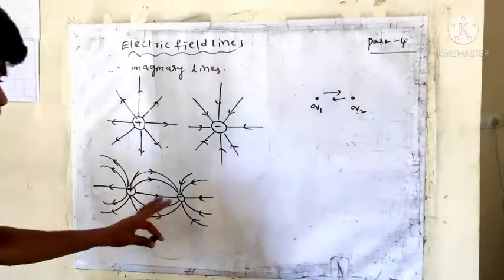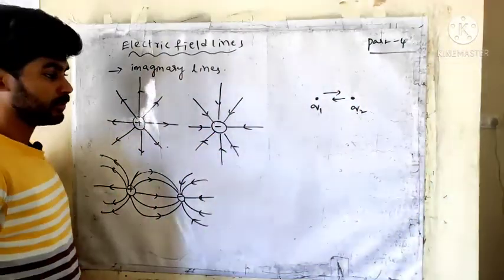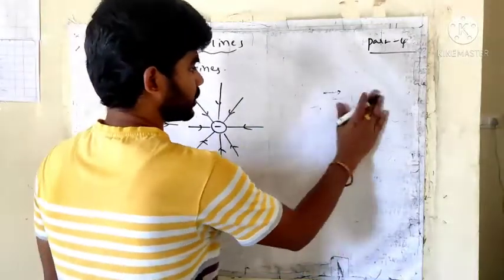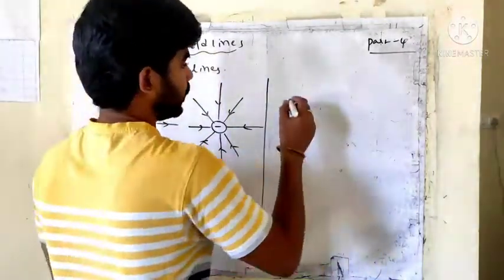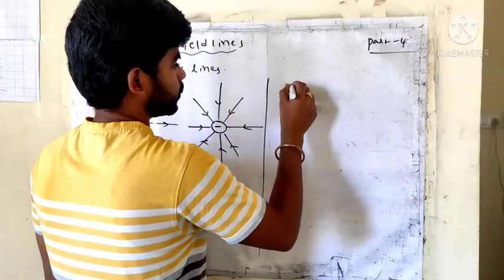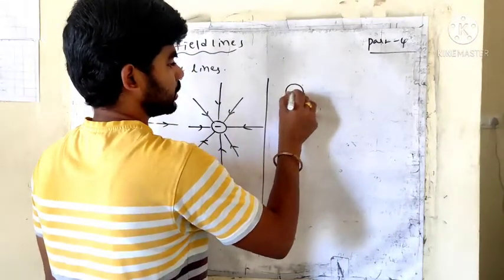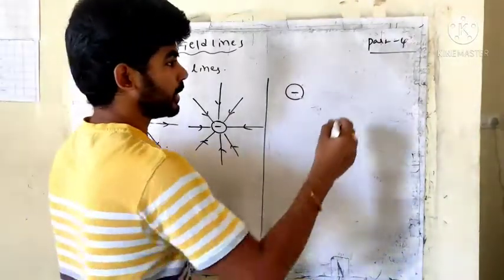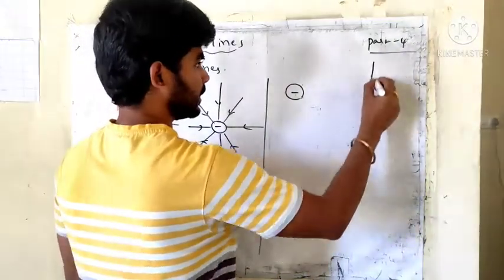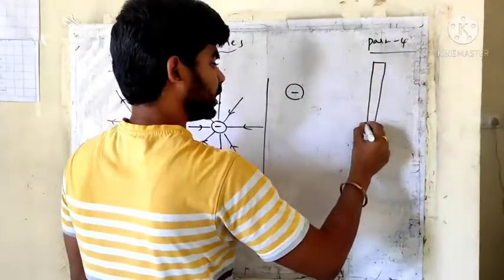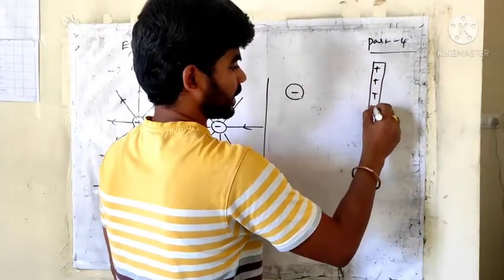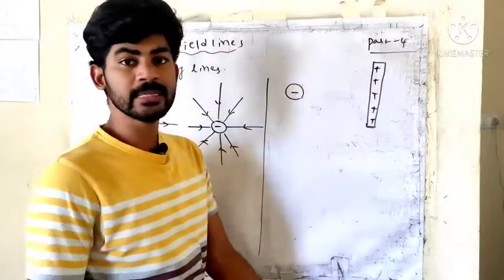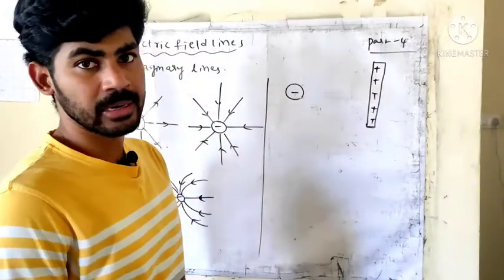Now, this is the positive charge and negative charge electric field line direction. In CBSE many times this type of question is asked. Here we have one negative point charge, and on this side they are placing one positive charged metallic plate, a square plate. In this case, how can we draw the electric field lines diagram?